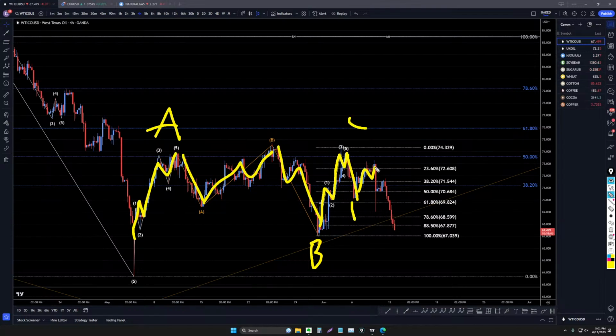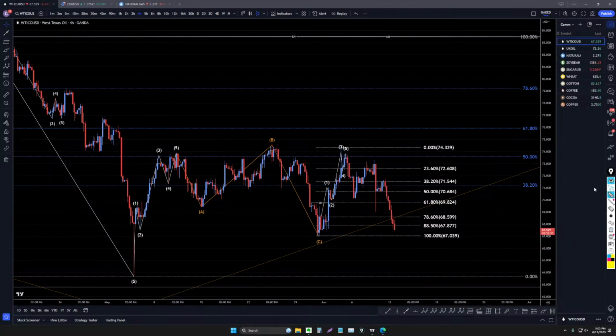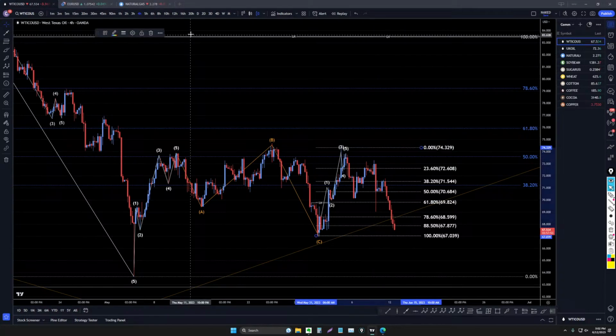1. A, B, C up 2. Now we're probably in a 3, which is probably going to eventually look like this for a 3, 4, and 5 down. So pretty strong to the downside. I definitely would say that's not a correction anymore.